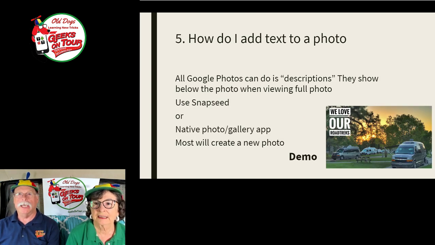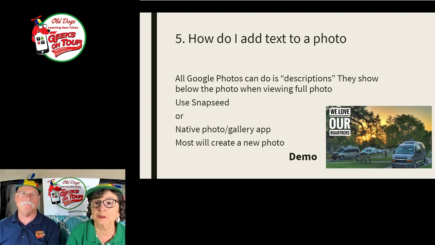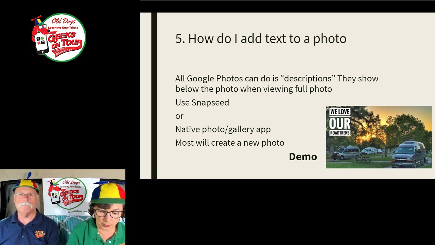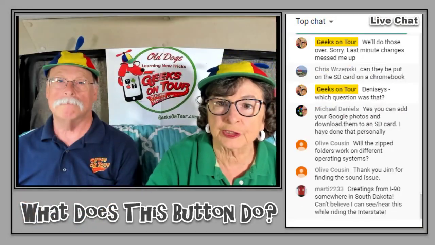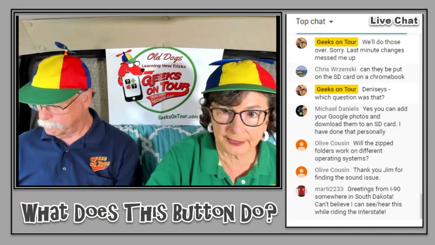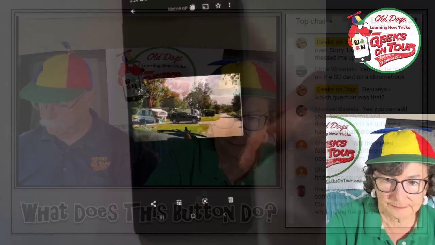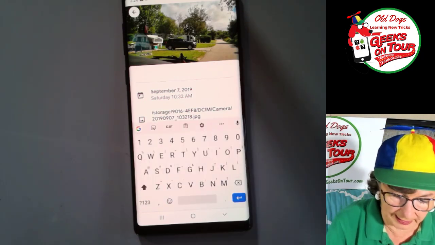How do I add text to a photo? Okay. Google Photos can't add text directly to a photo. Now it can add a description. So showing on my phone here, the place you add a description is by swiping up on the picture. And there's the description right there.